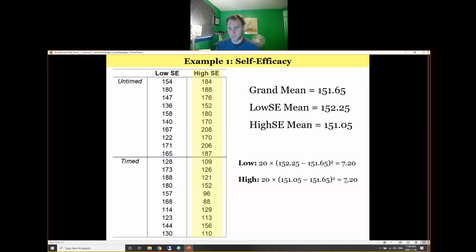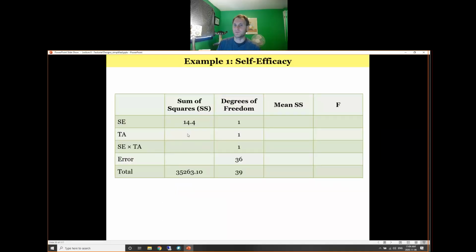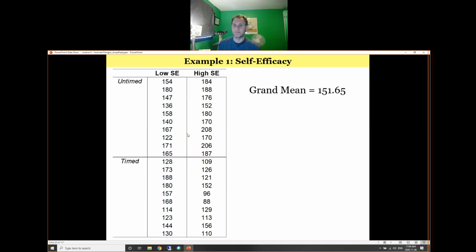Doing that, I get 7.2. I can do the same thing for the high condition, and it comes out the same, 7.2. Be careful there, that's a special case. It won't always be exactly the same. It just worked out that way this time, and it's a function of it being a 2 by 2. You actually need to compute each level. Then, since it's a sum of squares, we can just add them together, and we get 14.4, and we can plot that in our table.